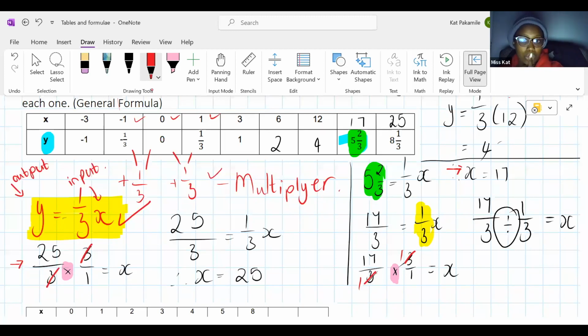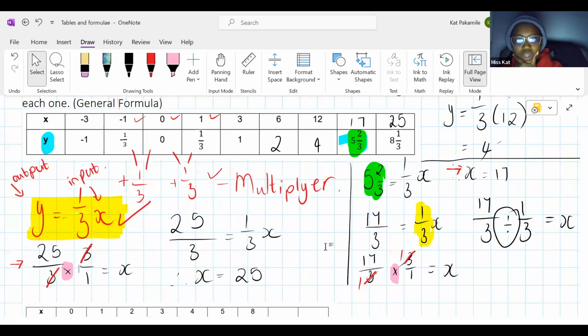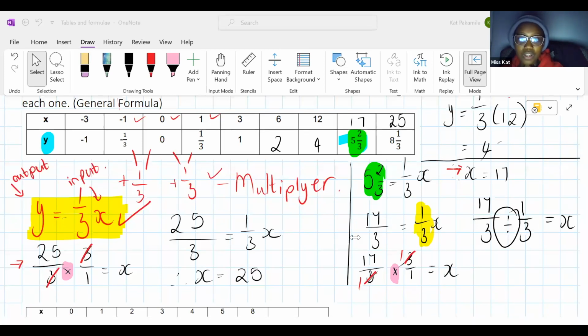With your calculator, I'm not sure what could have happened. Tell me what you typed in your calculator. I typed 25 over 3 times 1 over 3. Oh, you forgot to tip and times. So it's times 3 over 1, not 1 over 3. Do you see? There we go.